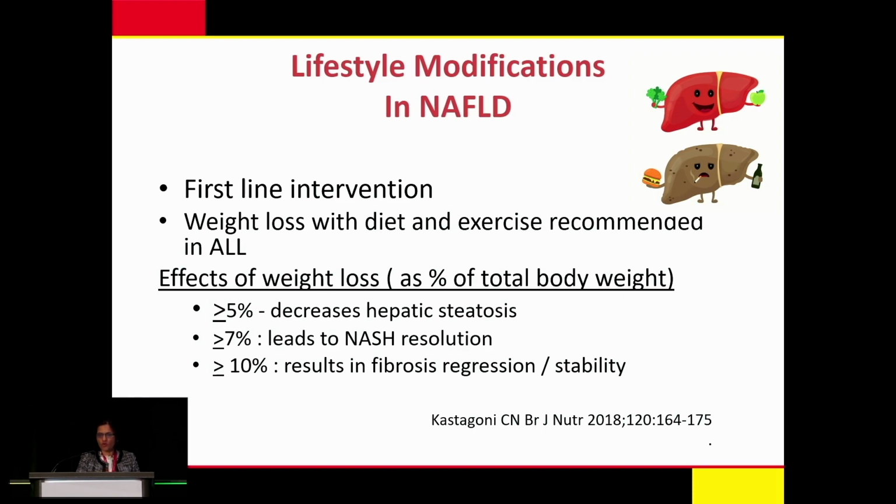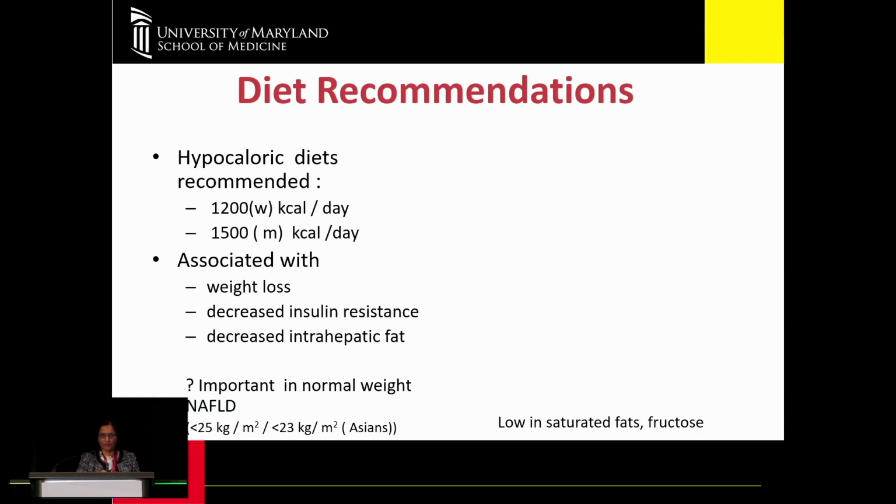This very important study showed that you need at least a 5% weight loss, as measured against your total body weight at the onset, to decrease hepatic steatosis. More than 7% leads to NASH resolution. And in order to achieve fibrosis regression or stability, a greater than 10% weight loss is necessary.